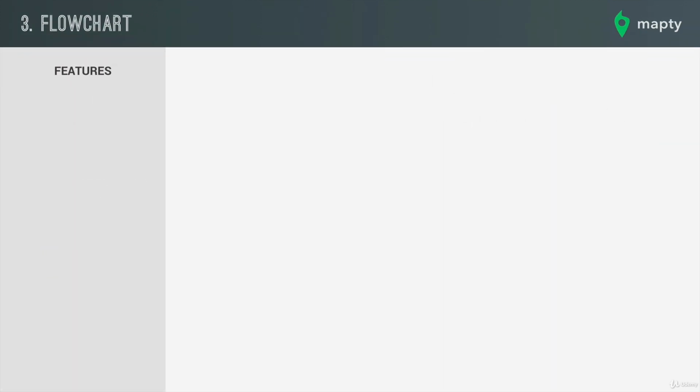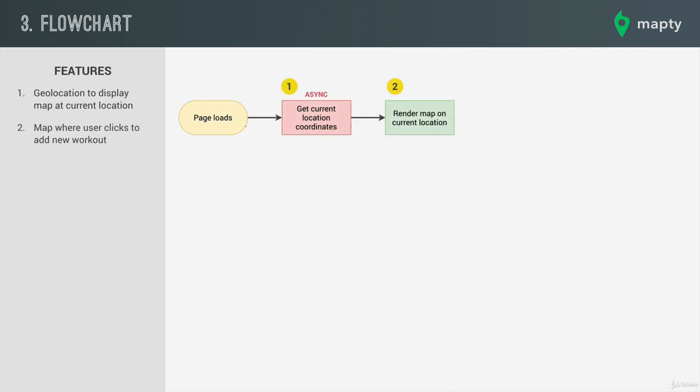Now, the flowchart should of course contain these different features that we're going to implement, but it's also going to contain how the different parts of the app interact with each other, which events make sense to implement, and also how data flows across the application. So let's now see the first couple of features that we need to implement, and that is geolocation to display the map at the user's location, and then to also display a map where the user can click to add new workouts. And this is how we could put them on the flowchart.